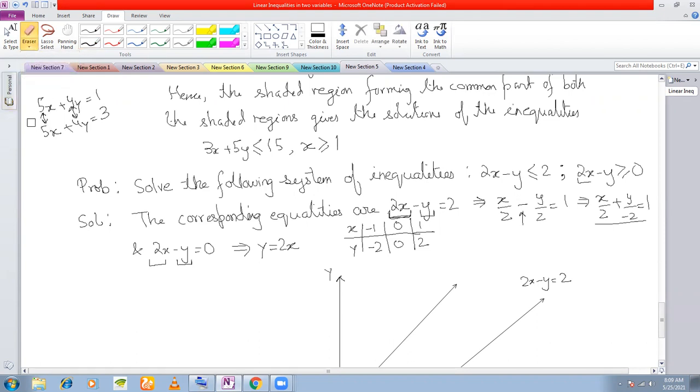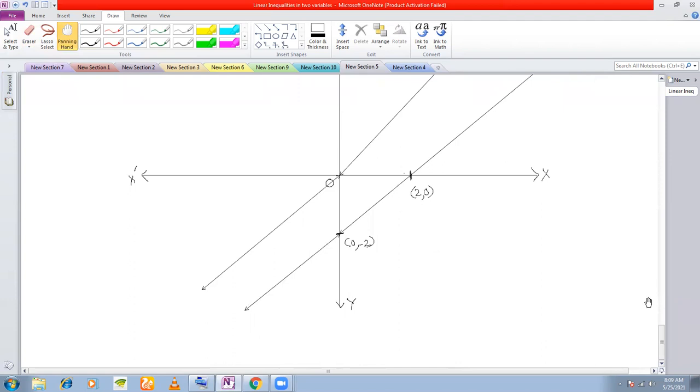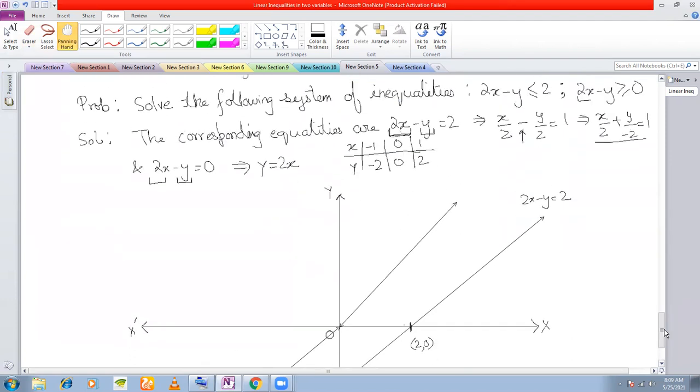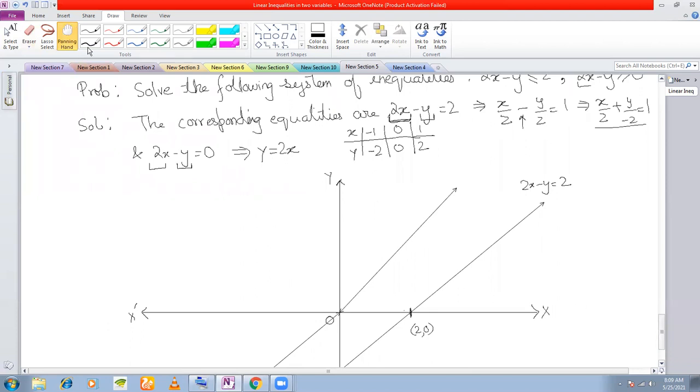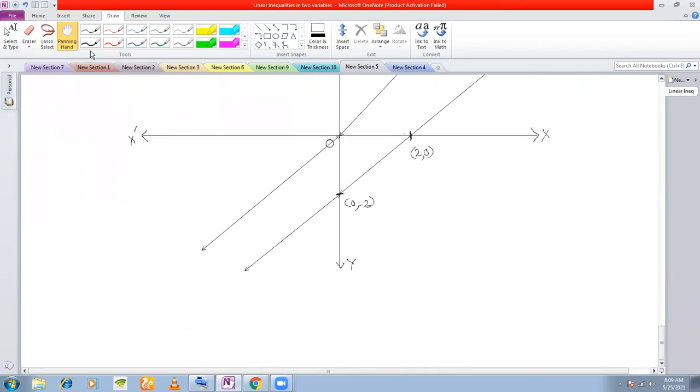We'll be discussing this once again when we come to straight lines. So these two actually are parallel lines. So now how to find out the area which represents the solution of these two? So first we shall consider the first inequality, which is 2x minus y less than or equal to 2. So consider 2x minus y less than or equal to 2.